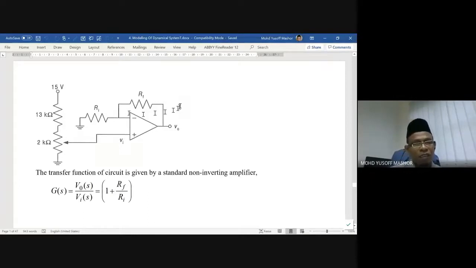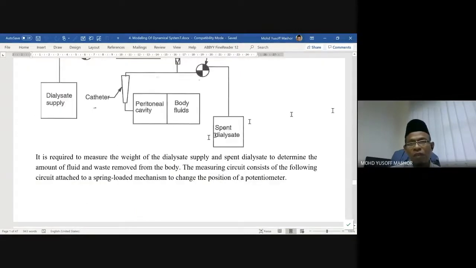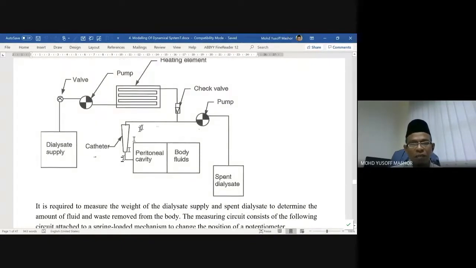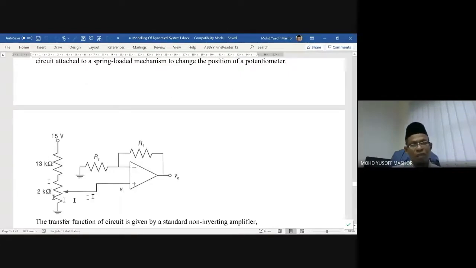This is the circuit that controls the operation here. It will automatically control when the body has had enough treatment. So we supply everything, and it will control here. The spent dialysate here, we control it. If the amount is enough, we're going to stop automatically. So the control element will be here. We measure the waste output. This is the circuit to control that.